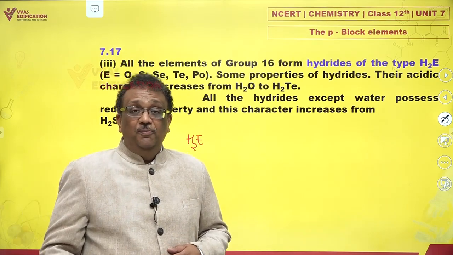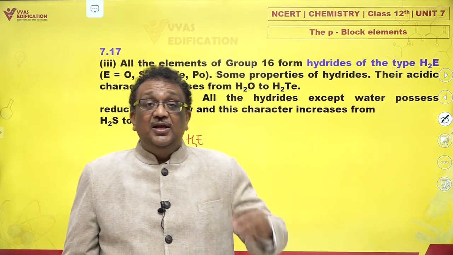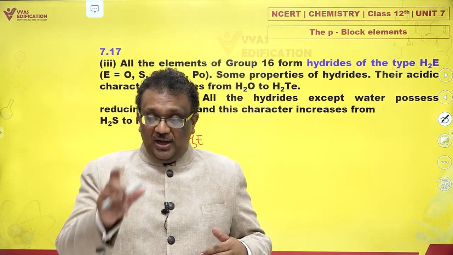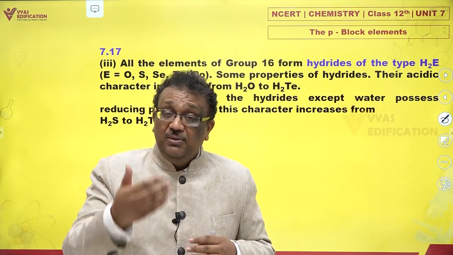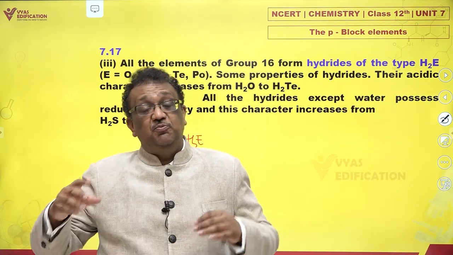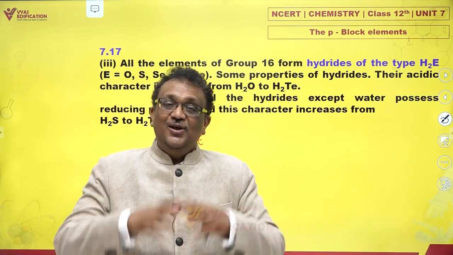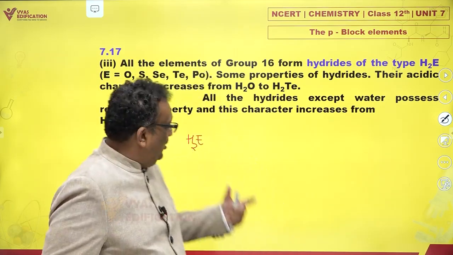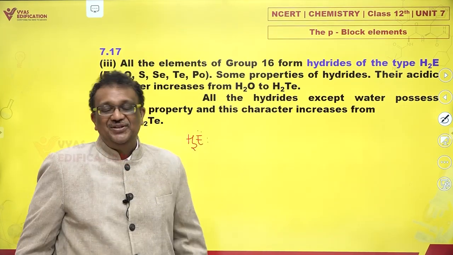If you move down the group, you find that hydrides become less stable. Bond length increases for the H-E bond. Bond strength decreases, reducing power increases, H-E-H bond angle also decreases and basic strength also decreases on moving down the group for H2E in general. These are the properties.